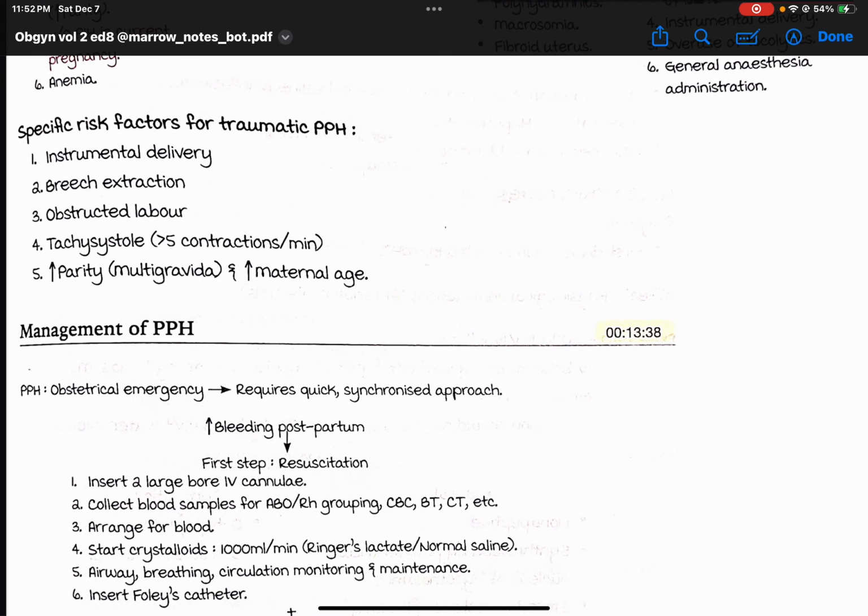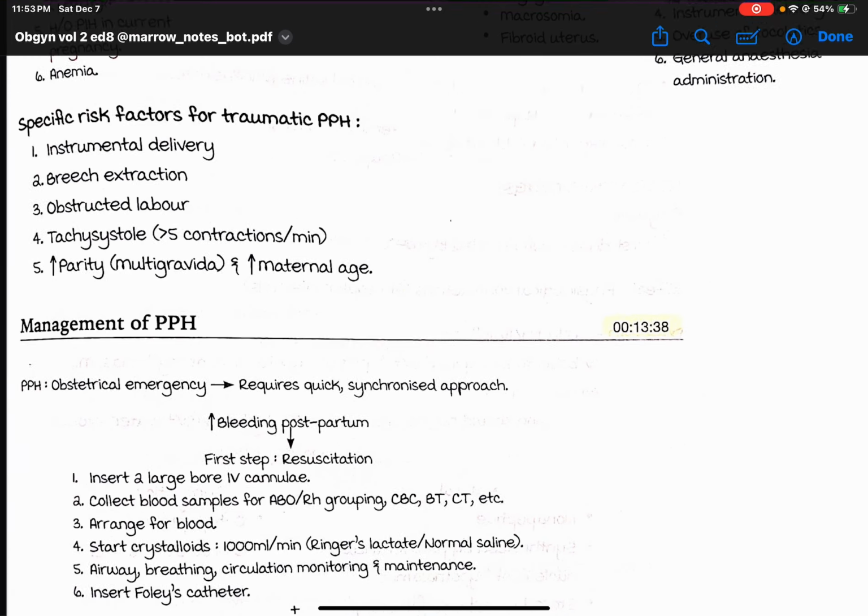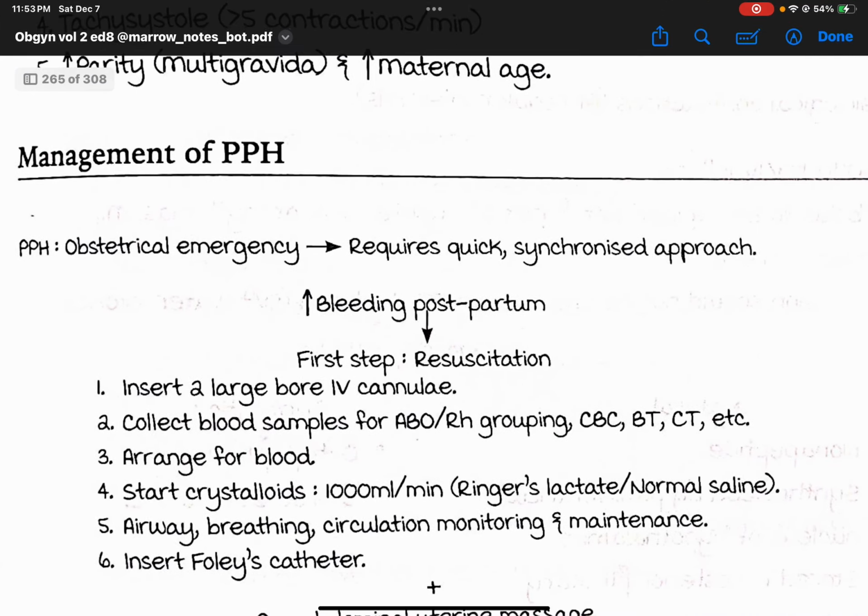Specific risk factors for traumatic postpartum hemorrhage: instrumental delivery, breech extraction, obstructed labor, tachysystole of more than 5 contractions per minute, increased parity, multigravida, and increased maternal age.